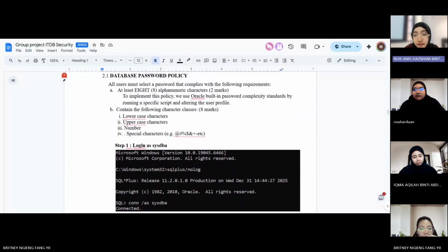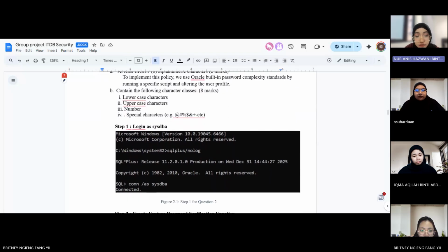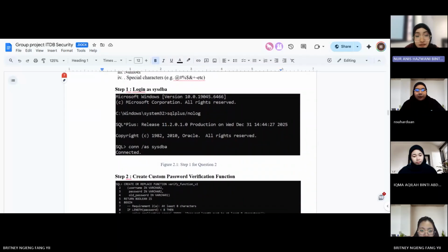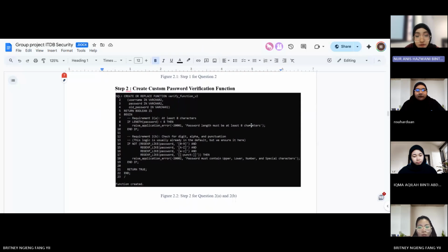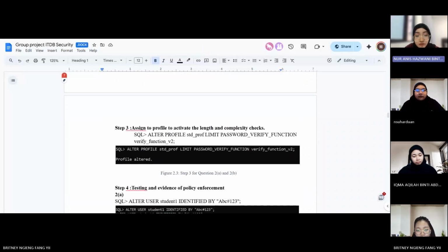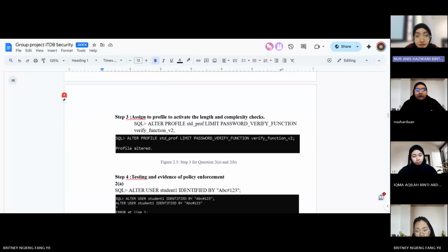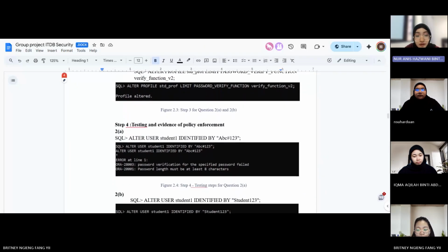Moving on to the technical implementation for part 2A, we focus on minimum password length. We enforce a policy requiring all database passwords to be at least 8 characters long. First, step 1, login as DBA. And then step 2, create a custom password verification function. And then next, for step 3, assign it to a profile to activate the length and complexity checks. And then for step 4, testing and evidence of policy enforcement.